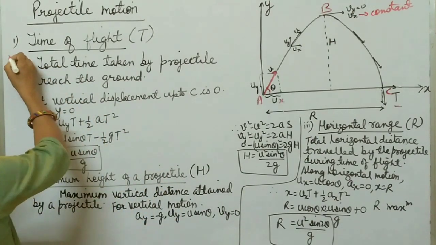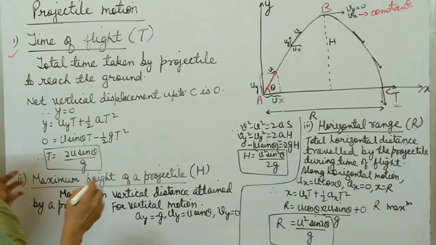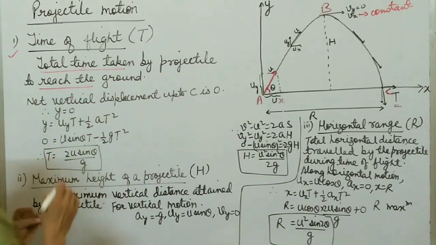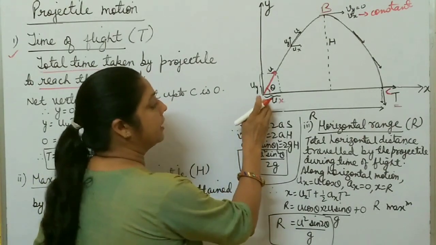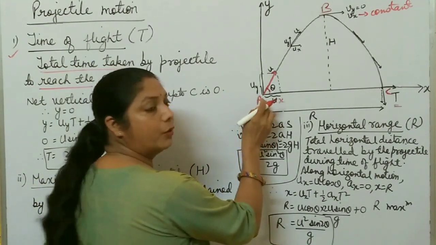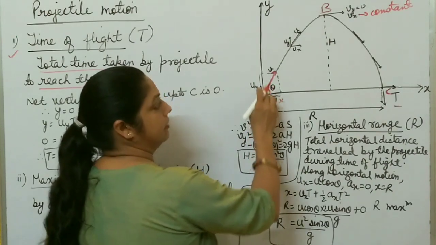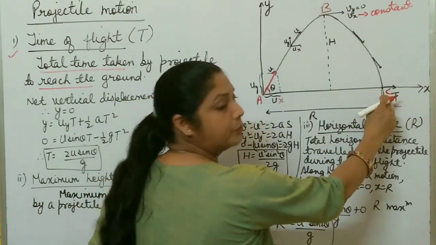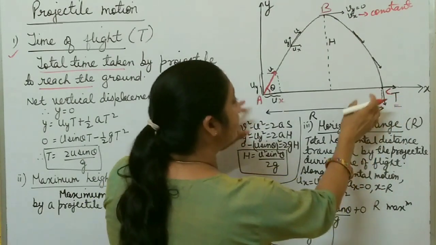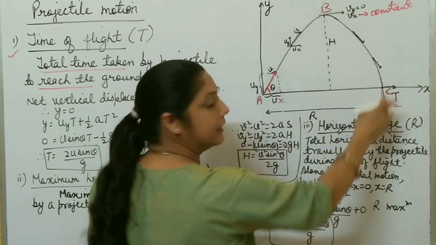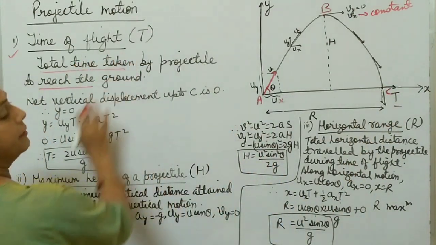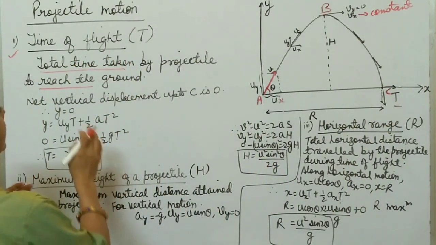First one is time of flight. Time of flight is what? Total time taken by a projectile to reach the ground. Suppose a projectile is projected from this point A, and after covering this curved part it reaches the ground at point C. So what is the total time taken by this projectile to reach the ground? This is time of flight. So total time, how do you find it?